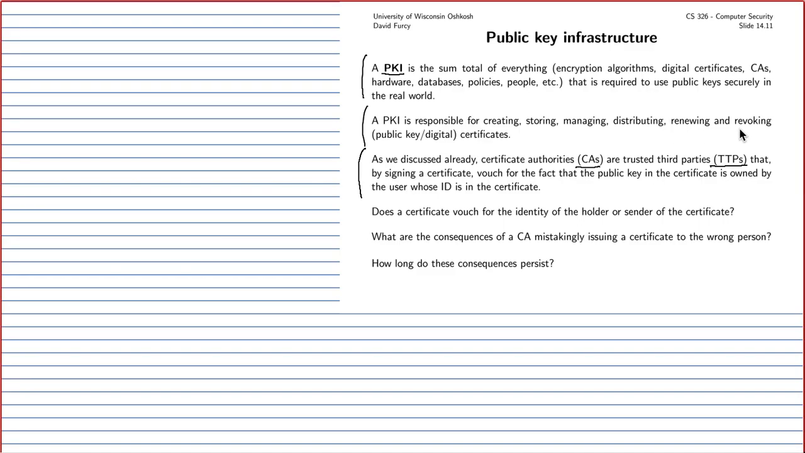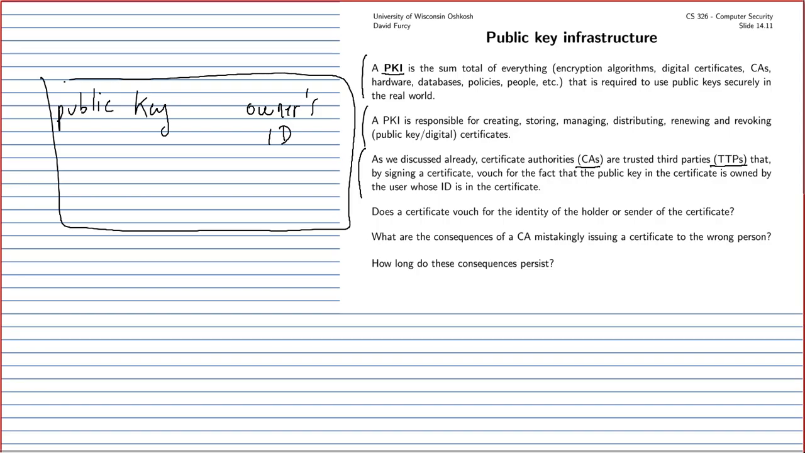So let's just remember what a certificate is. A certificate is basically a digital document that contains both a public key and the owner's ID. So the owner's ID for that public key. So the certificate puts together these two pieces of information and certifies that indeed that public key is owned by that owner by signing it, by having the certificate signed by a certificate authority that we trust.